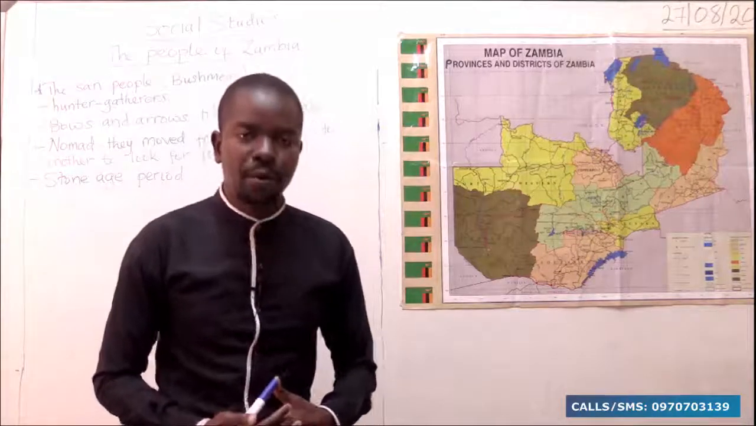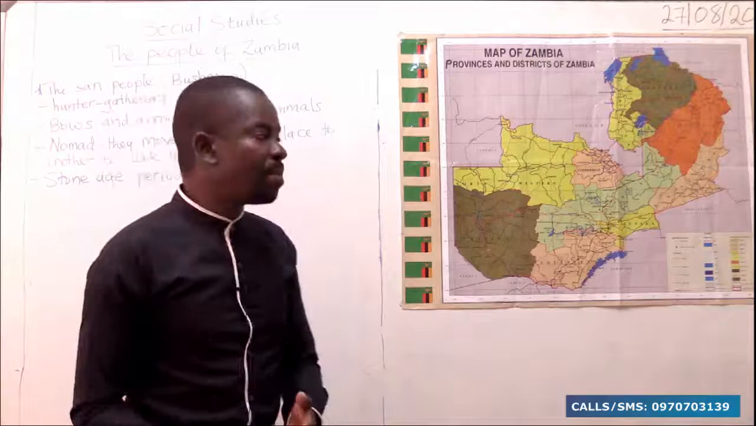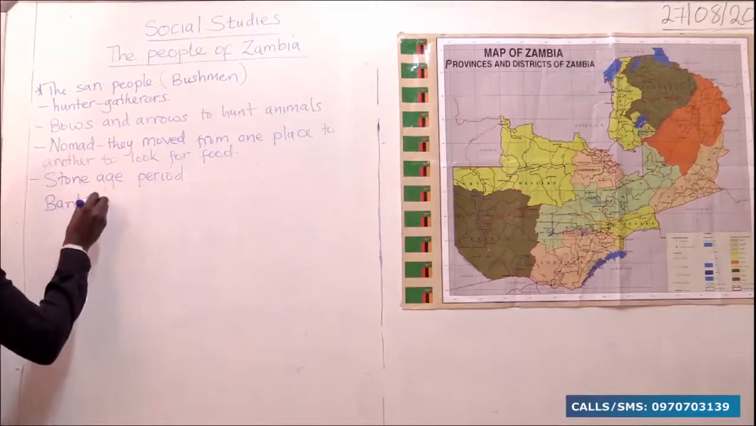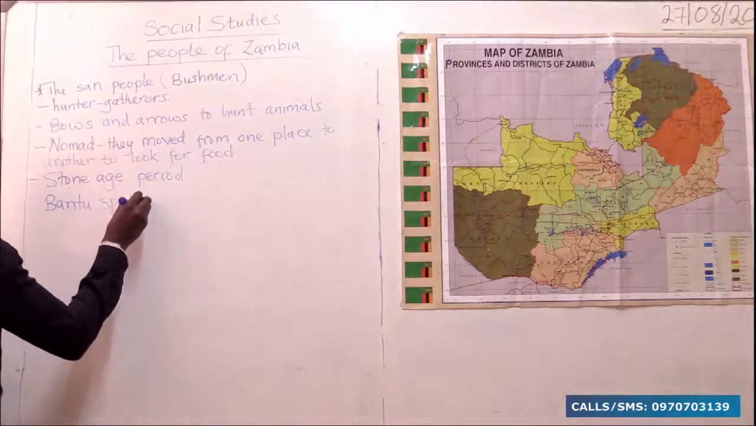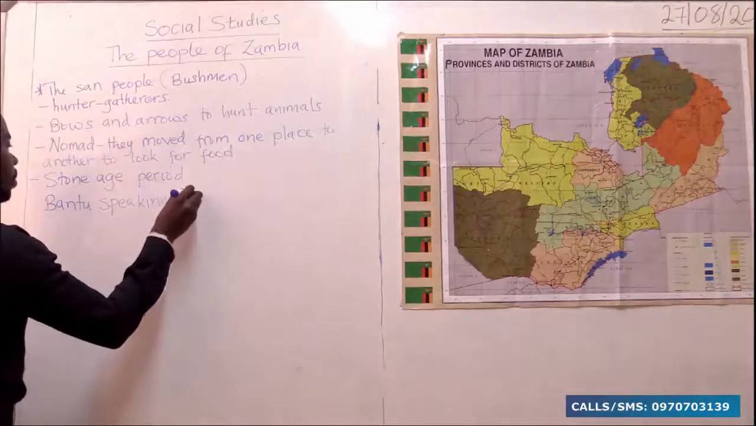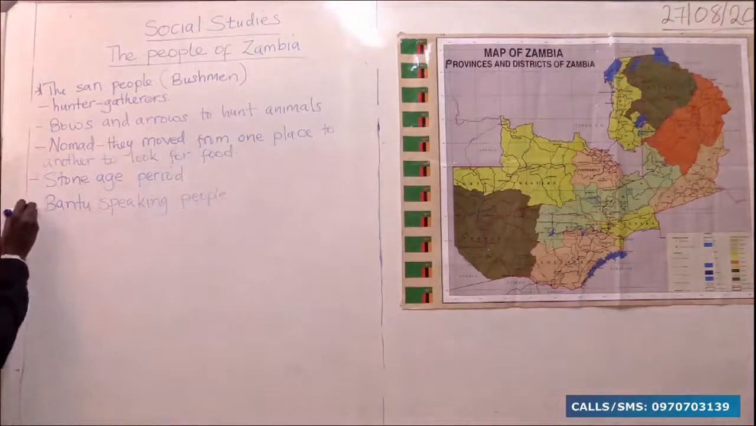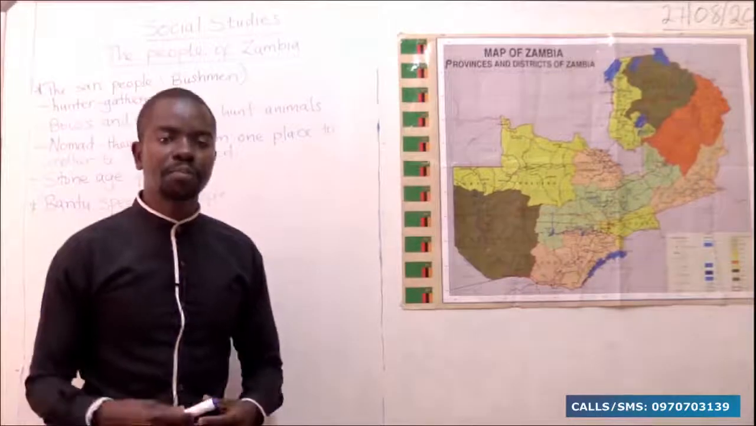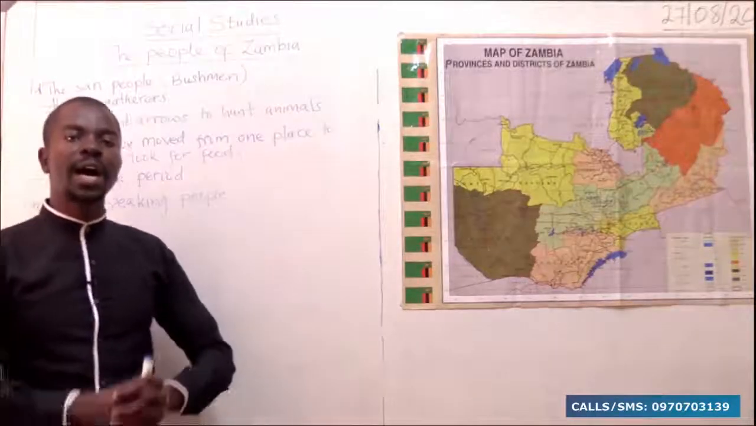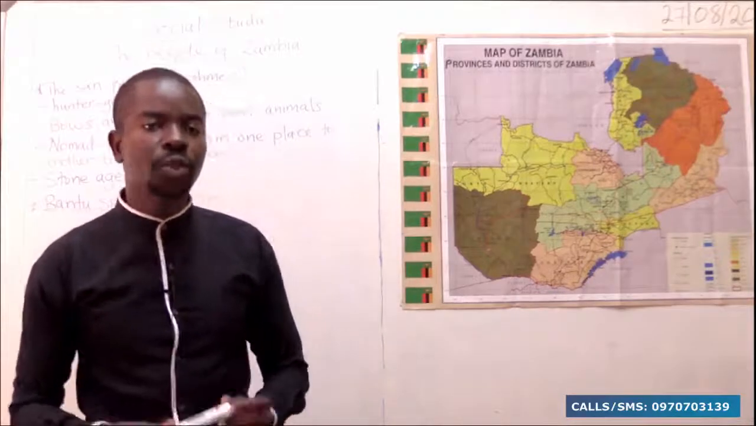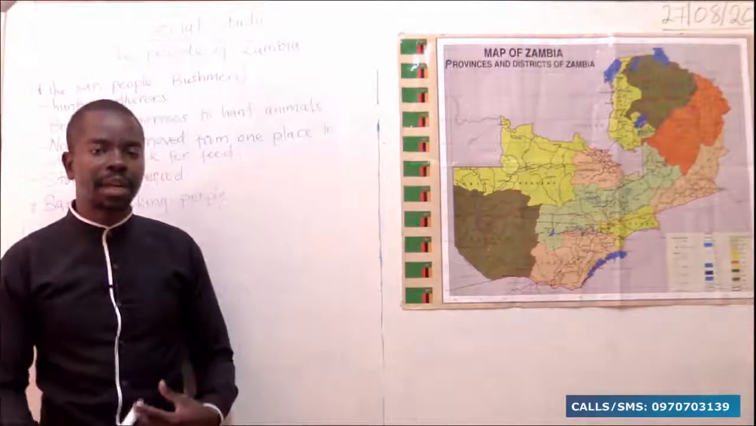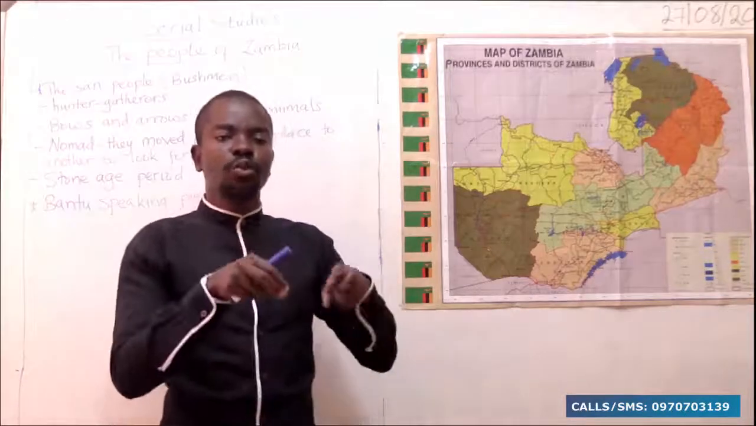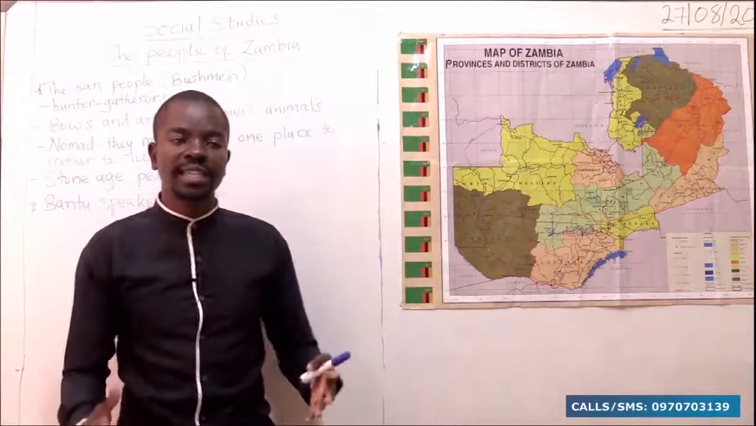Okay, let's go to the second group of people, and these are called the Bantu-Speaking People. Okay, so boys and girls, who are the Bantu-Speaking People? The Bantu-speaking people came from Adamawa and the Cameroon Highlands. You must understand that these are the same people who used to live in the Sahara Desert.